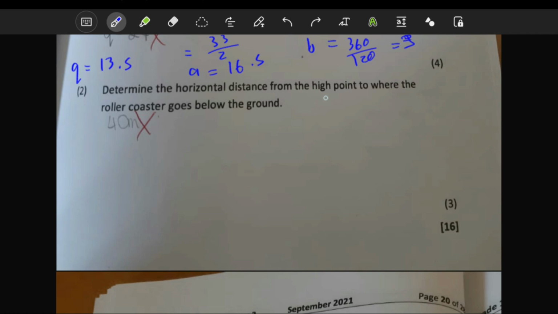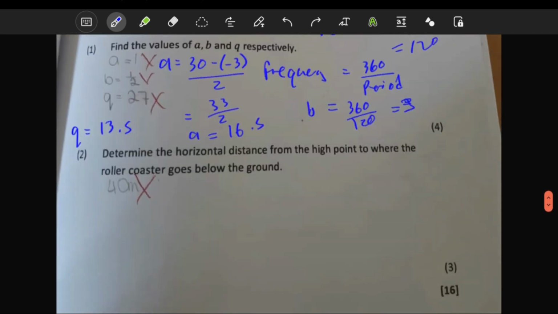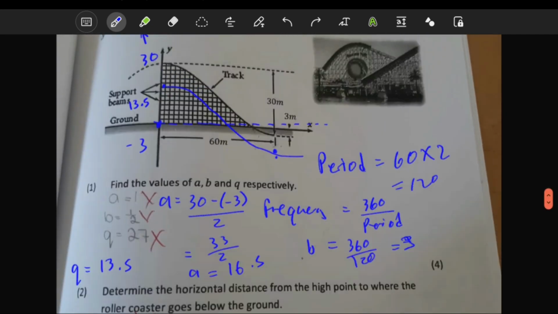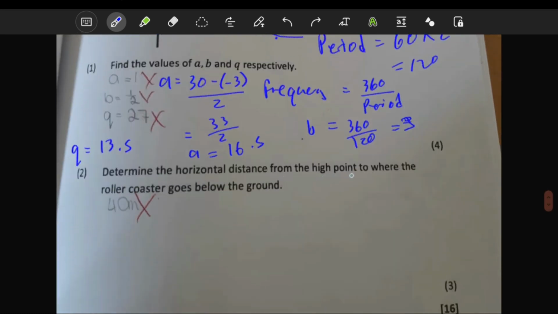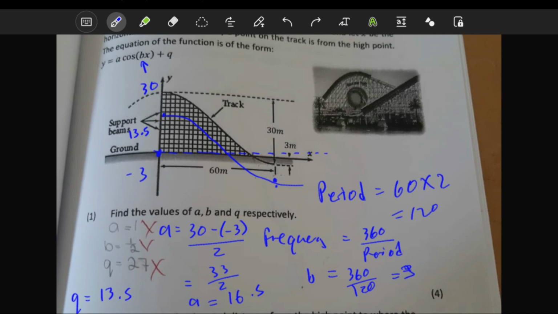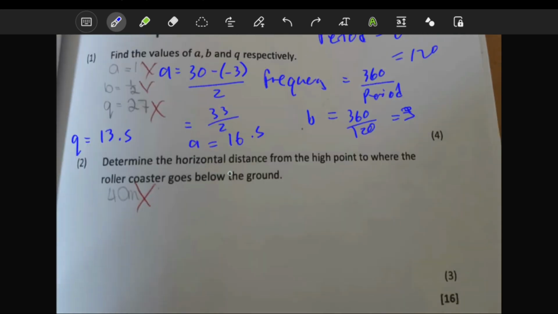Let's see here. Determine the horizontal distance from the high point to where the roller coaster goes below the ground. Really? Are you joking? Oh, the horizontal distance from the high point to where the roller coaster goes below the ground. What? These questions are starting to act funny now. Let's see. Determine the horizontal distance from the high point to where the roller coaster goes below the ground.